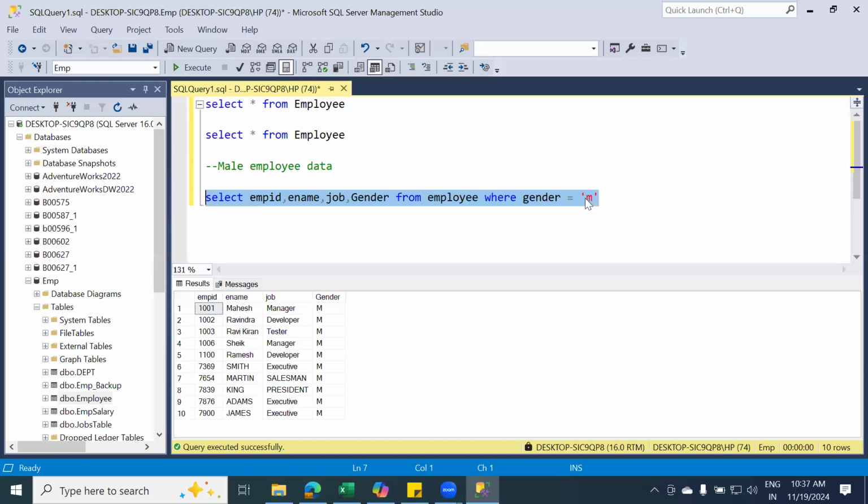In Excel, you use double quote. And even in Power BI, you use double quote. But when it comes to SQL, we use single quote. For example, let's come here.